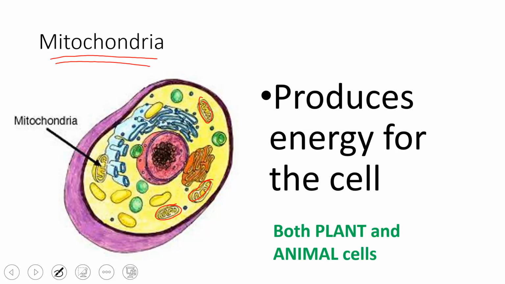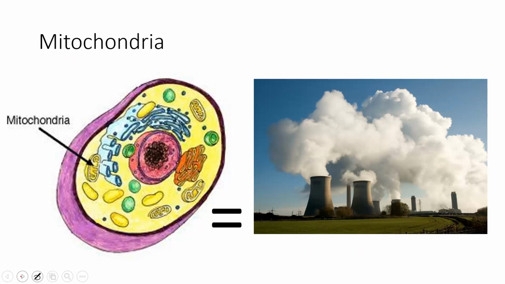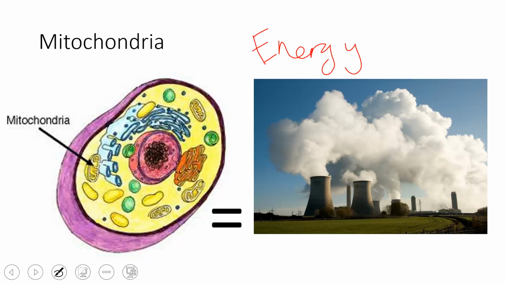Often you're going to see that cells have more than one mitochondria. And that's because this is the place where energy is made. So sugar is turned into energy that the cell can actually use. I would compare mitochondria to a power plant. So just like an energy plant would provide energy for a city, the mitochondria is kind of like the energy plant for the cell. It provides energy so that the cell can move, grow, and reproduce.